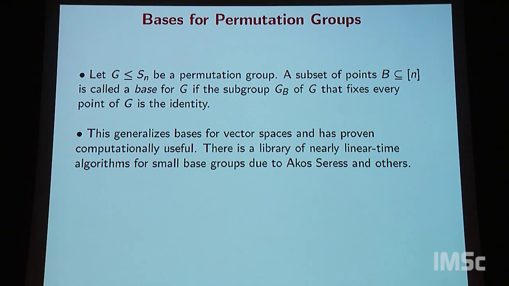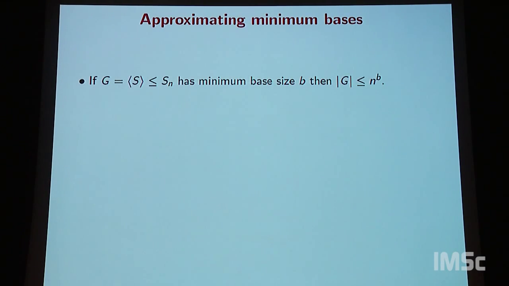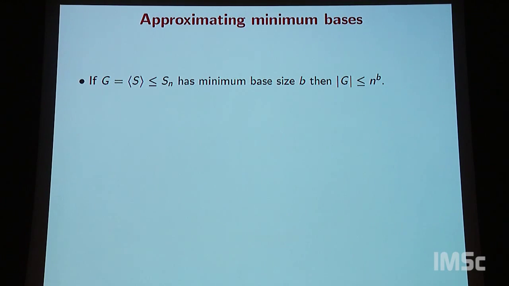So this is a kind of generalization of bases for vector spaces, and as I told you, it's useful algorithmically. It turns out that finding minimum cardinality bases of permutation groups is NP hard. This is shown in 92. And that's true even for cyclic groups and groups with bounded orbit size. Okay. So there's no hope for finding minimum cardinality bases in arbitrary permutation groups efficiently. But you can approximate minimum cardinality bases. So here is something I thought is interesting, which we can discuss.